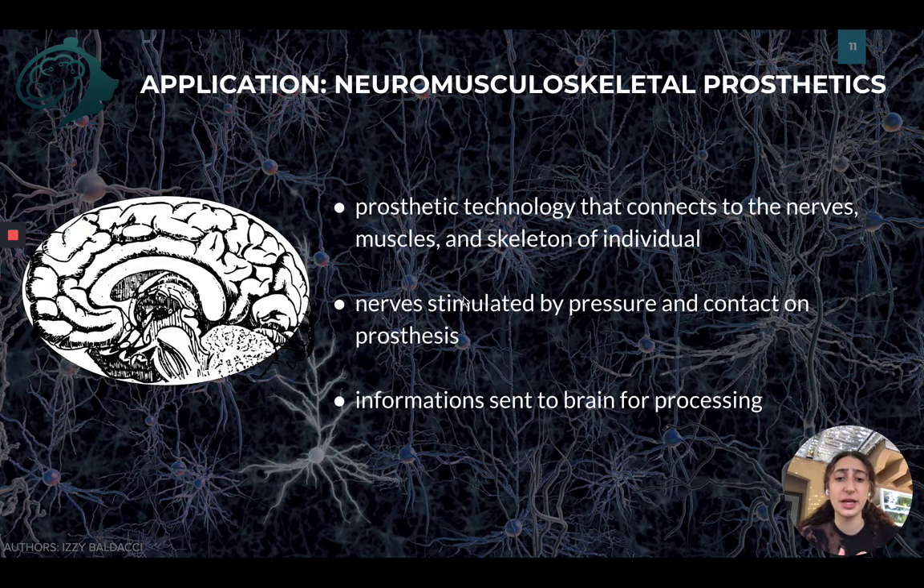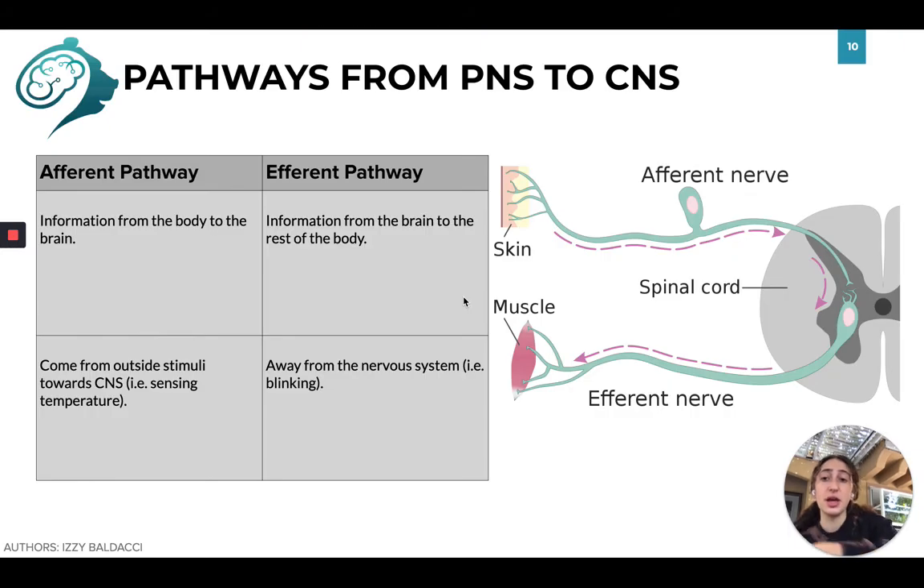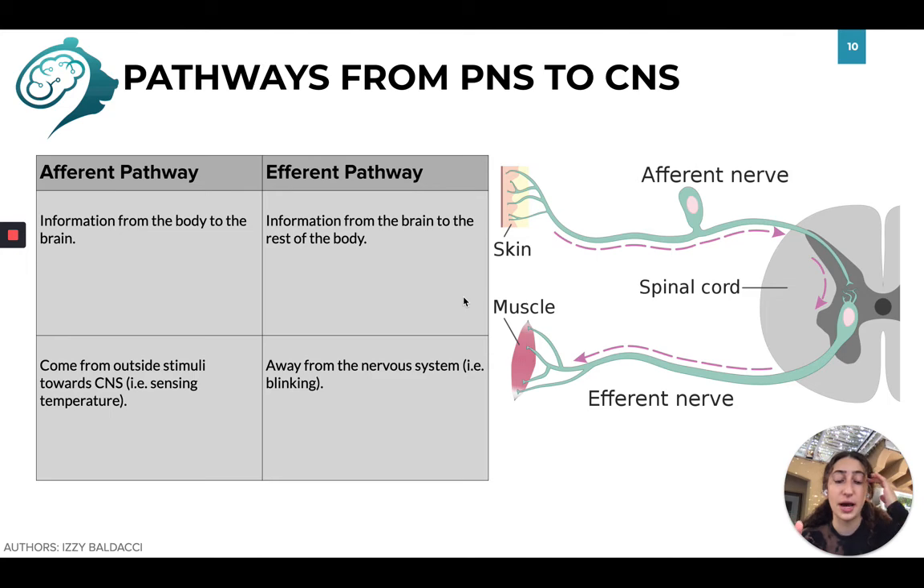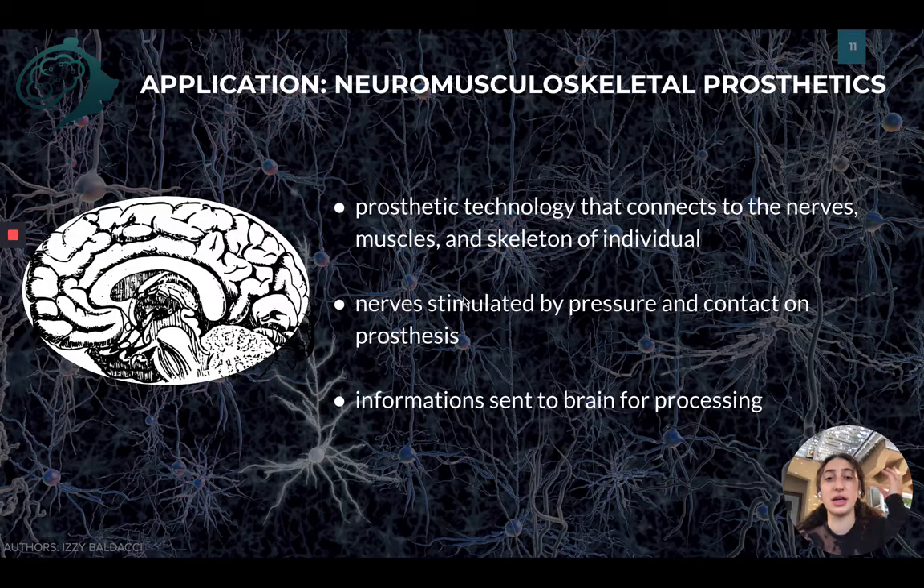These nerves are then stimulated by pressure and contact on the prosthetic. So let's say that I have a prosthetic arm, from my elbow down to my hand. It's completely prosthetic. By applying pressure and contact on the prosthetic, there are nerves between my arm and the prosthetic that are being stimulated, which is then, by the afferent pathway we just talked about, sent up to my brain for processing, making sense of this pressure that I'm feeling on my stimulated nerve. And then, going back again, the efferent pathway can send information back out to the prosthetic and move the neuromusculoskeletal prosthetic.